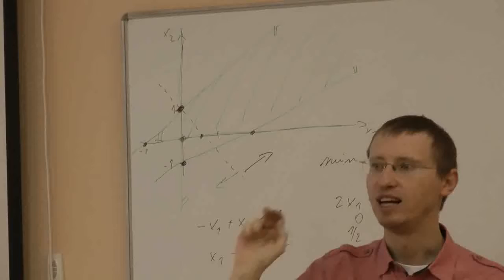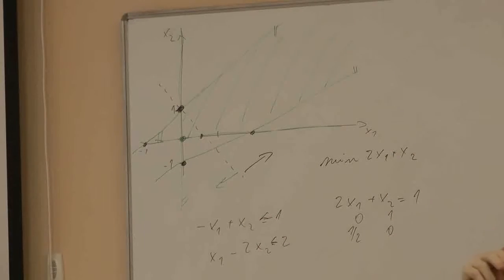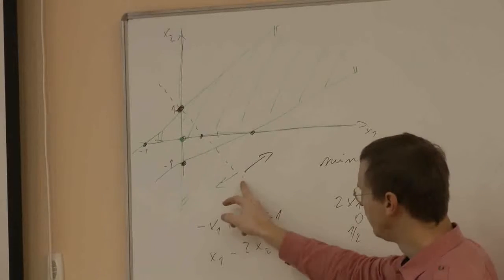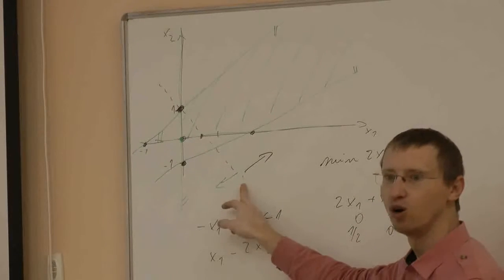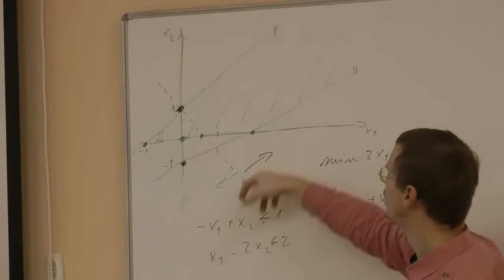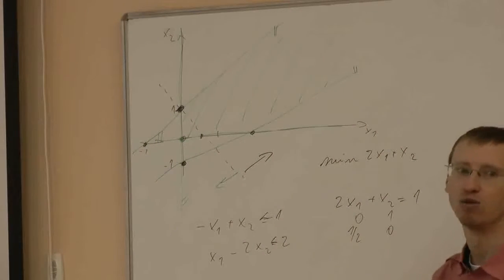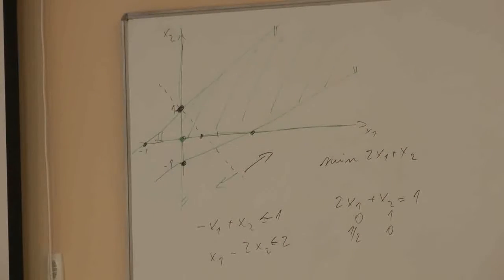Okay? But that's just not a sufficient condition for the overall optimization problem to be unbounded. It also must be that the cost function goes in the direction in which the feasible set is not bounded. That's what makes the overall optimization problem unbounded.